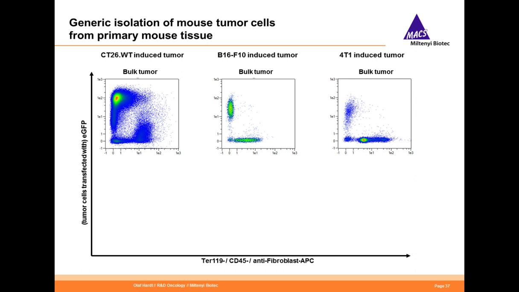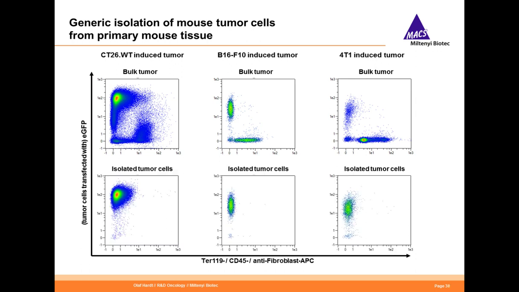And this is shown here for 3 frequently used models, the CT26, B16, and 4T1 tumors. And we have tagged these tumor cells with GFP before transplantation into the animals to really track them. And what you can see here, again, is a depletion approach that takes only 20 minutes, and you end up with very pure isolated tumor cells.